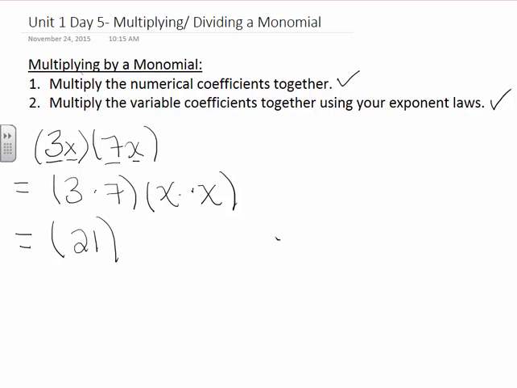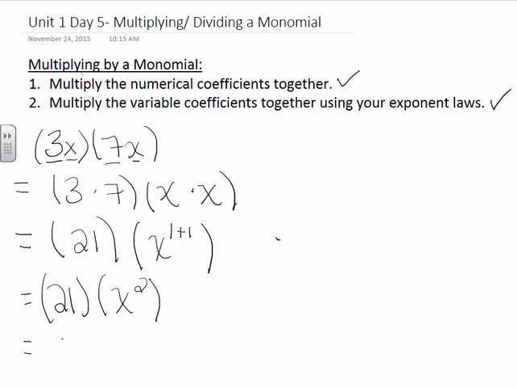And x times x, using our exponent laws, is going to be x to the 1 plus 1, because the product rule tells us that when you multiply exponents of the same base, you add their exponents together. This now gives us 21 x squared. Then to simplify one step further, we multiply the two together to get rid of the brackets. That is our final answer, 21x squared, using our two steps to multiply monomials.